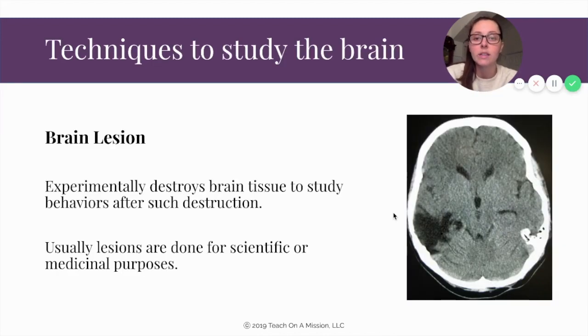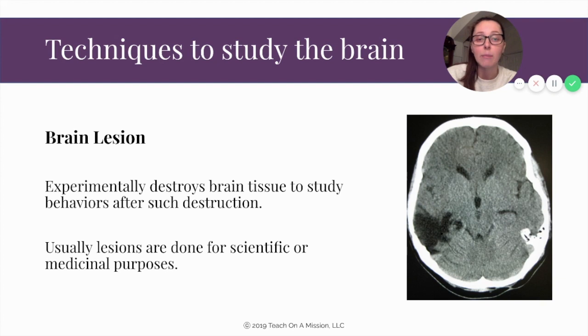So before we even get into that, let's talk about different techniques of how to study the brain. So a lot of times we're going to look at brain lesions. So this is where part of the brain tissue is destroyed to study the behaviors of what happens after that part of the brain is destroyed. Most of this is done for experiments, and it's done for scientific and medical purposes.